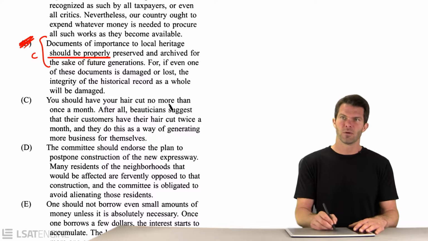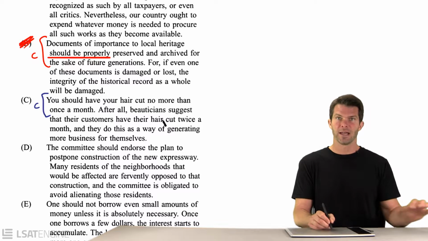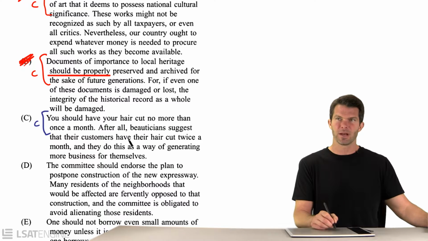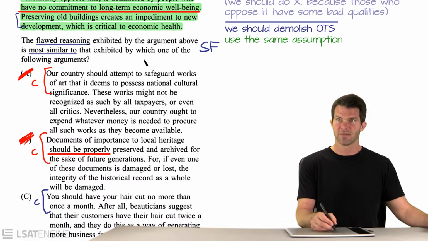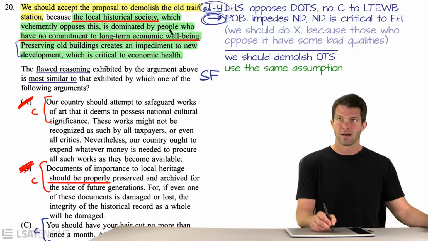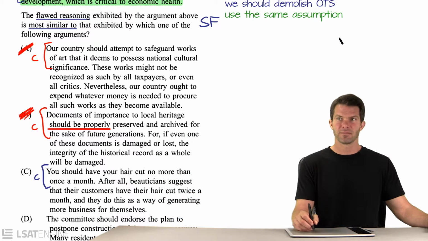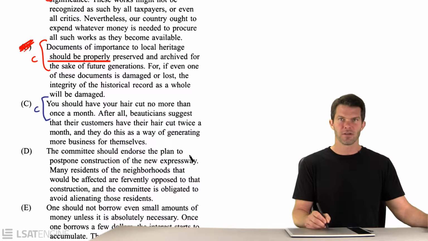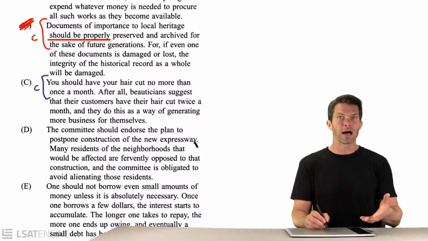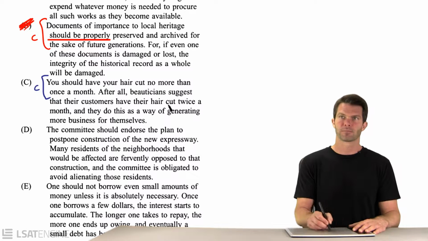You should have your hair cut no more than once a month. So I want to hear that there's somebody who disagrees. Beauticians, oh, there we go. They say do it twice a month, but they're self-motivated, right? They're sort of selfish. And so this is ad hominem as well. Now I'm going to go back to the passage and see if these guys were self-motivated. No, it's a different kind of ad hominem. So this is just in general a bad quality, right? So we have somebody on the other side of it, and we're saying there's something negative, or they're self-interested, or they've got a negative quality, so we should do the opposite of what they're telling us to do.